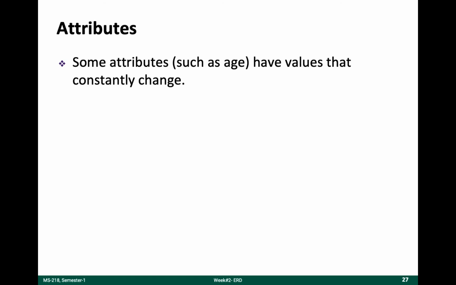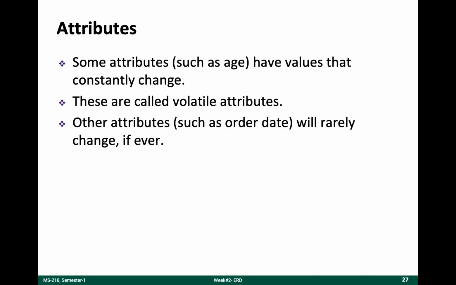So some attributes have values that constantly change. We call these volatile attributes, right? If you are asking for age, obviously if someone is 19 today, next year he or she would be 20. It means that you have to update your field every year. But there are some attributes which are known as non-volatile. Obviously they wouldn't be changing. For example, your registration number, as long as you are taking one degree at NUIG, wouldn't be changed, right?